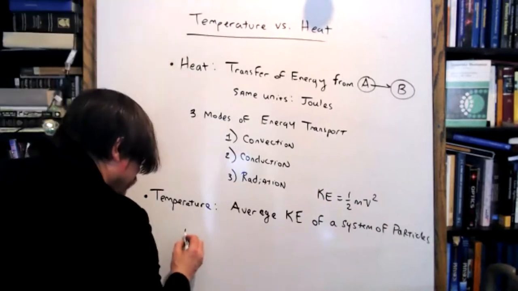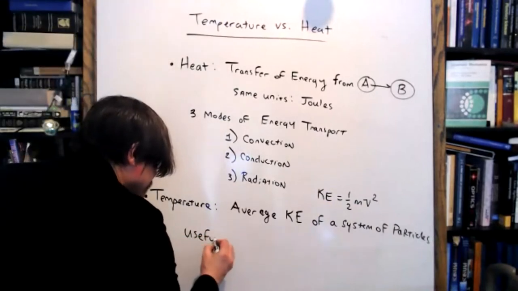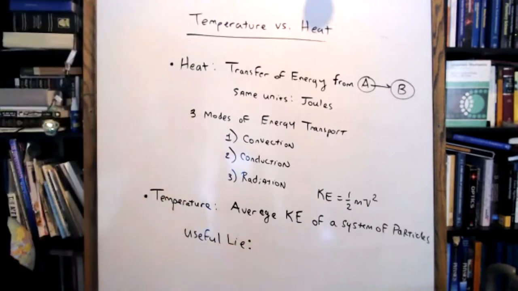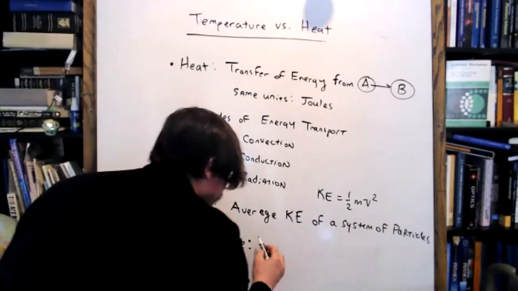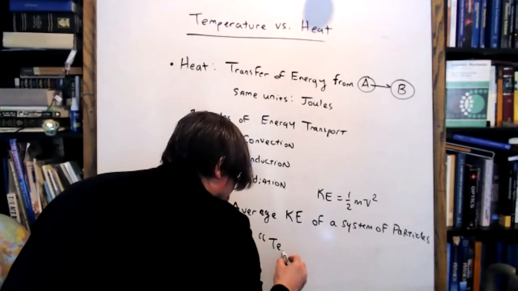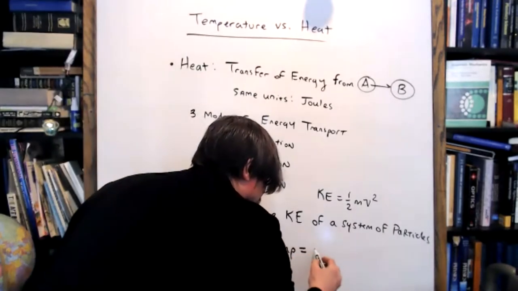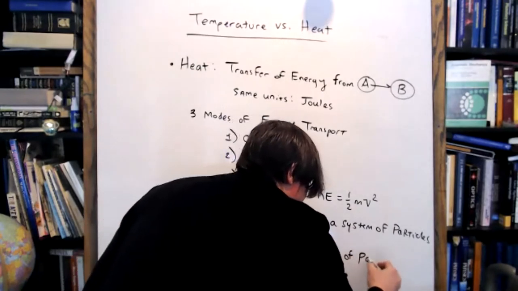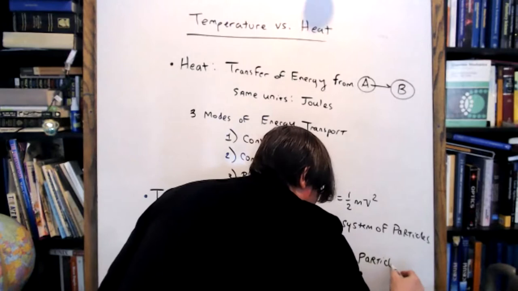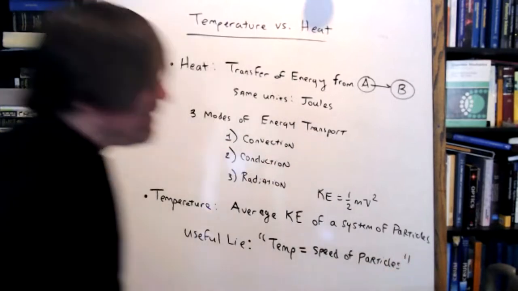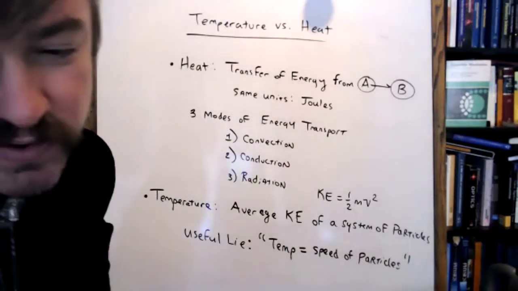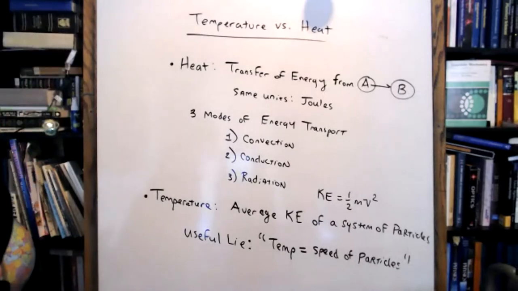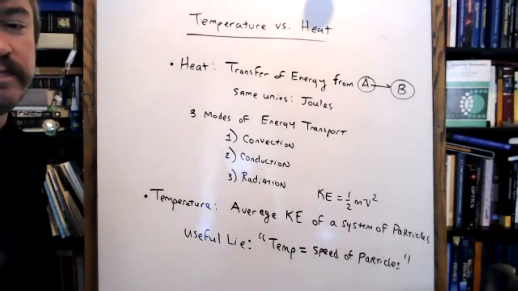So here's a useful lie. A useful lie, which is not true, but is almost better than the truth, is that you can think of temperature as being kind of like the speed of the particles. I would never lie to you and tell you that that's true, but it's the way I think about it, and it's maybe better for you to think about it that way too.